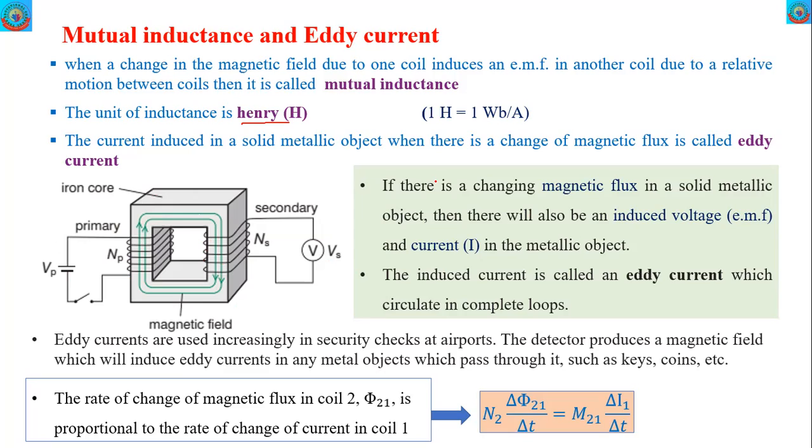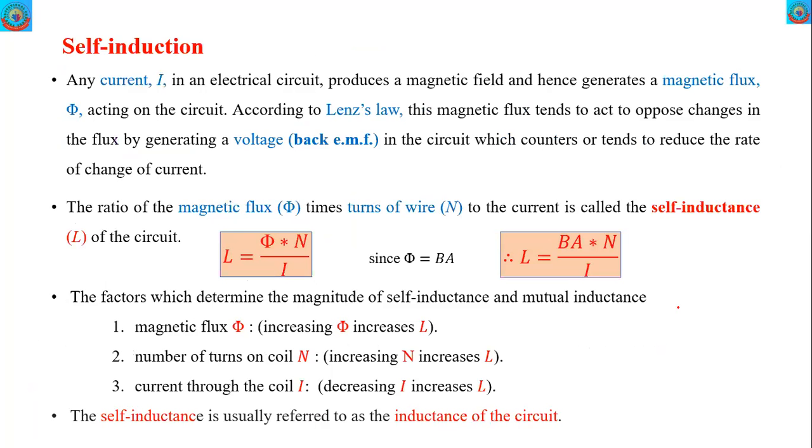We call it eddy current. Eddy currents are used increasingly in some checking points in airports, in highly secured areas. These eddy currents are used for checking in various security situations, to check whether people are carrying metals or hiding unauthorized items. So this is what we have discussed.